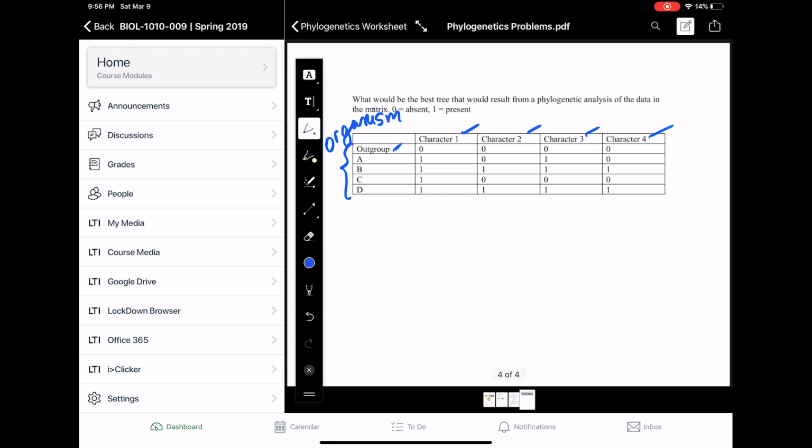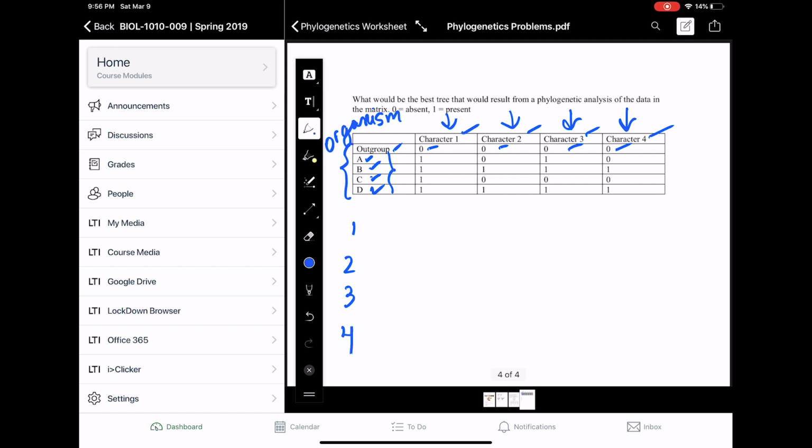So that outgroup is a group of organisms that have certain traits, but not the traits that we want to compare, but they're still related to the rest of the organisms. It's just a way to be able to make comparisons. Anyways, so you'll be given an outgroup, and the outgroup always has zeros, and the organisms that we're comparing have either ones or zeros. So we start by listing our characters, right?